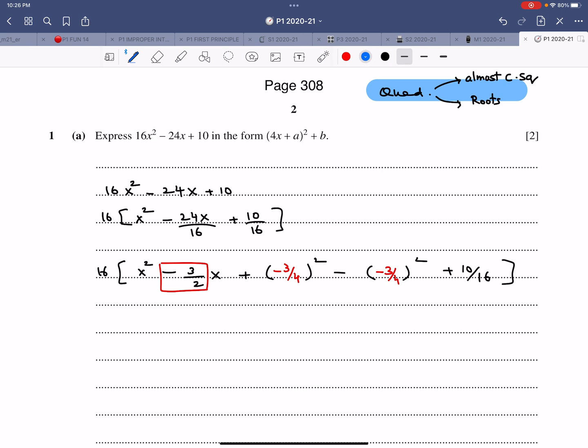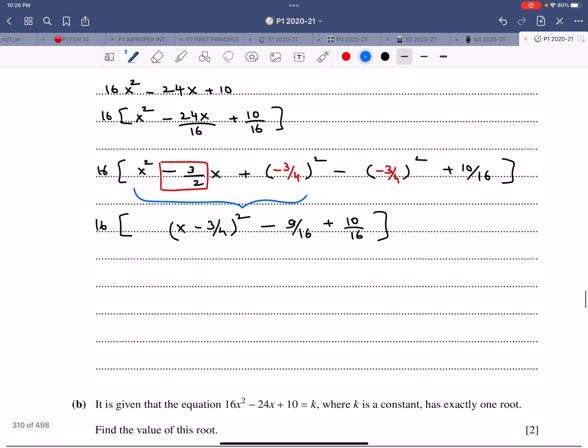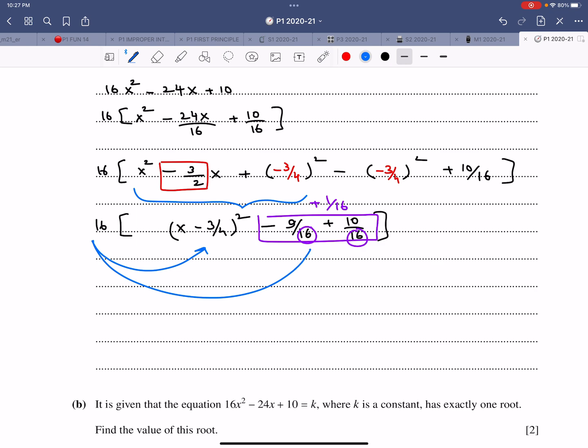Rewrite the first three terms as a perfect square. So this is 16, x minus 3/4 whole square, this is negative 9 over 16, and this is 10 over 16. Now if I simplify this, because the denominators are the same, this comes out to be positive 1 over 16. When I open up the bracket, this 16 will multiply with both of them.